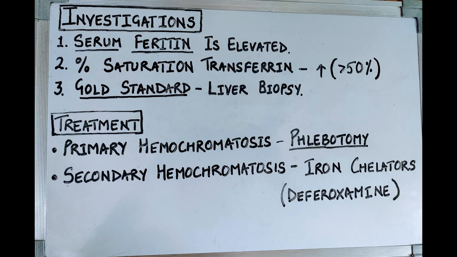Then finally, the treatment for hemochromatosis. To relieve the symptoms of primary hemochromatosis, phlebotomy can be done. And for secondary hemochromatosis, we can use iron chelators, that is deferoxamine, to relieve the symptoms of hemochromatosis.